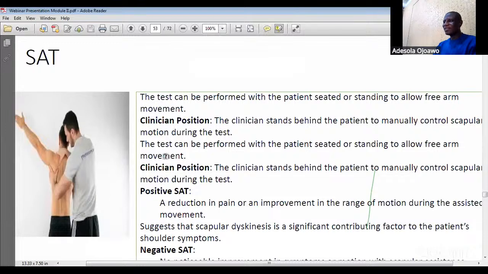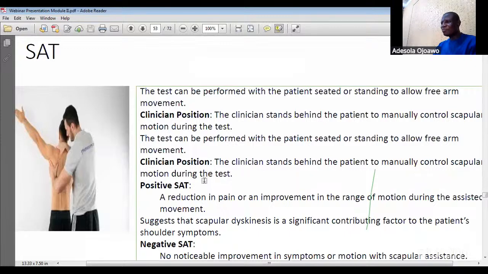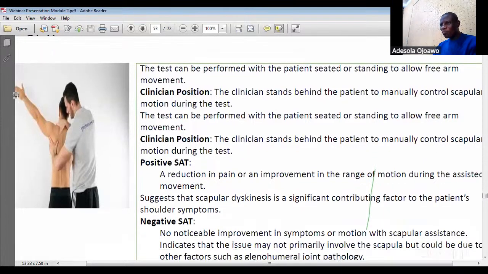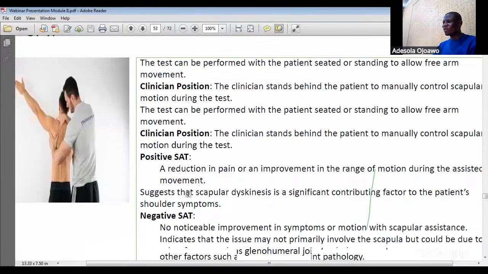The test can be performed with the patient, I think I've mentioned that. So you now tell the patient to move the shoulder, move the hand forward. When the patient moves the hand, you try to hold the scapula so that you assist it in the movement. A positive SAT, a reduction in pain or an improvement in range of motion during the assisted movement, suggests that there's a problem with movement of the scapula. It suggests that you have scapular dyskinesis, because the scapula is a significant contributor to the movement of the shoulder.